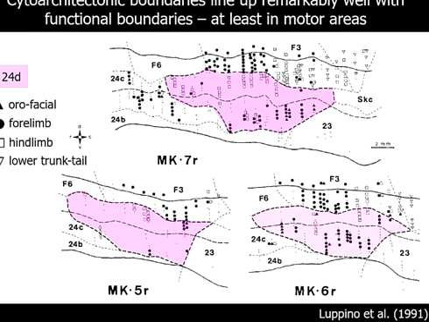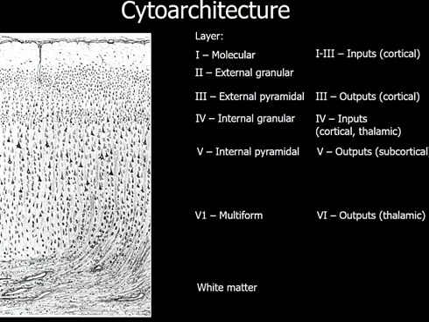Oh, this obviously wasn't in patients, my mistake. I don't know any patients that have hind limbs and forelimbs, so this was an animal study. The previous study was a patient study. Okay, so that was myeloarchitecture. That's the myelinated structure of the cortex.